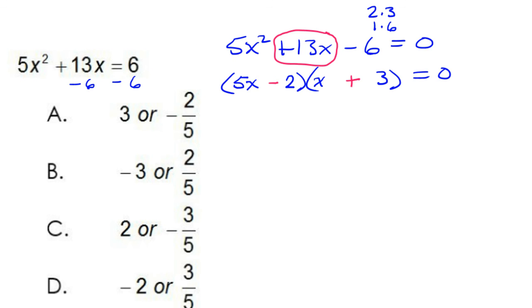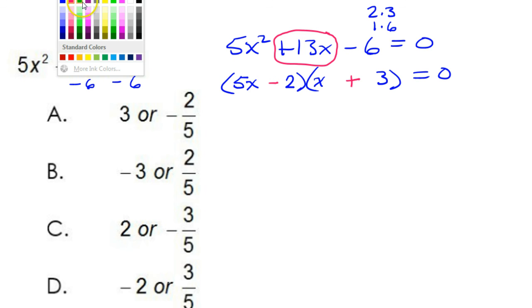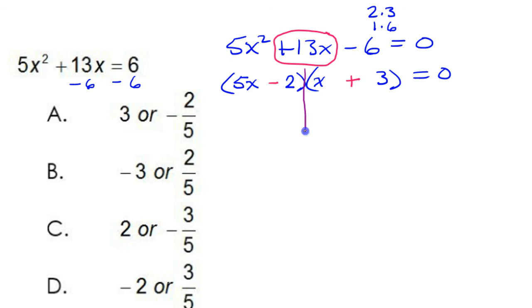Now we're going to use a little something called the zero product property, which says that if you have something times something equal to 0, then either the first thing equals 0, or perhaps the second thing equals 0. Something's got to equal 0. So either way, we're going to get a solution, so we will have two solutions.